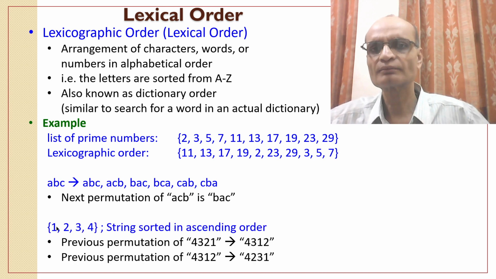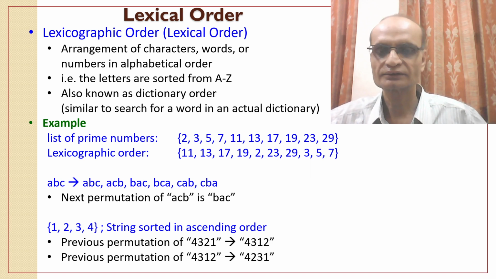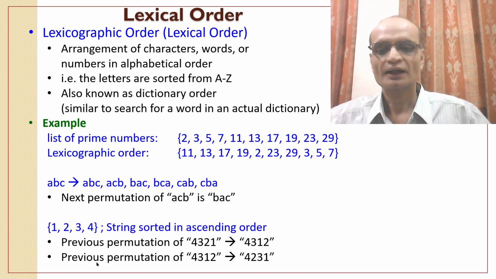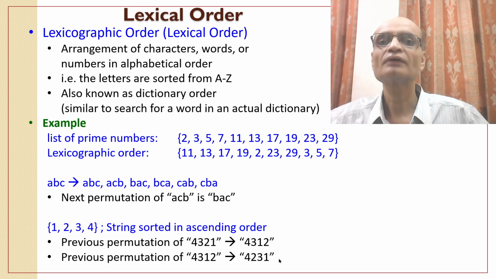Let's say you have simple numbers 1, 2, 3, 4 sorted in ascending order. Then I am going to form the permutations of 1, 2, 3, 4. Obviously I will have 1, 2, 3, 4 and then 1, 3, 2, 4 and like that. So various permutations can be formed from 1, 2, 3, 4. Then if I want to find the previous permutation to 4, 3, 2, 1, the previous permutation is 4, 3, 1, 2. And then the previous permutation to 4, 3, 1, 2 will be 4, 2, 3, 1.